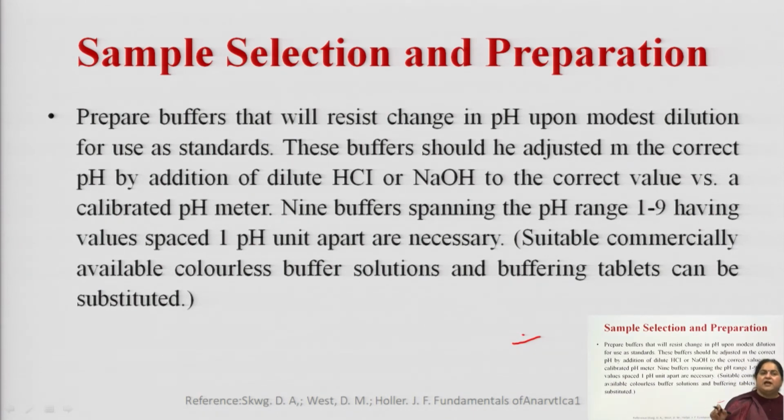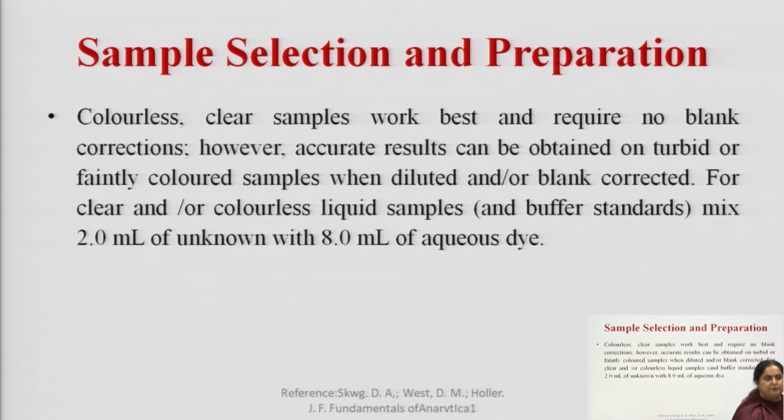Like initially I told you in the previous primitive method that we have different pH solutions or different buffer solutions of range 3 to 11, right. So, similarly, we will also here make buffer solutions of different pH within the range of 1 to 9 having values spaced 1 pH unit apart. Suitable commercially available colorless buffer solutions are available and tablets are available. You can directly take the tablet and make the solutions.